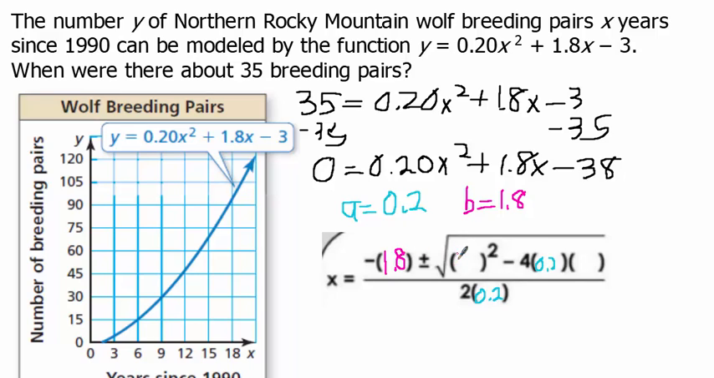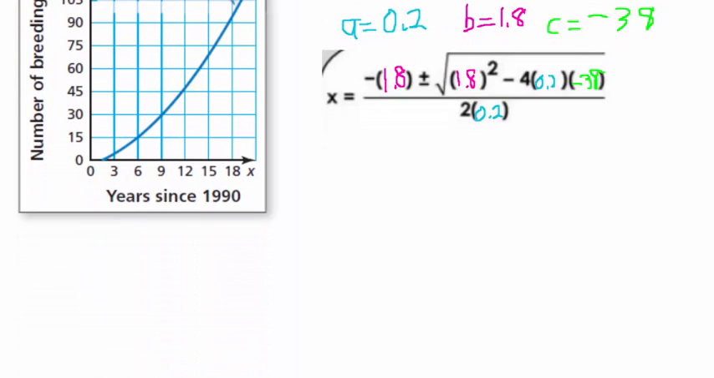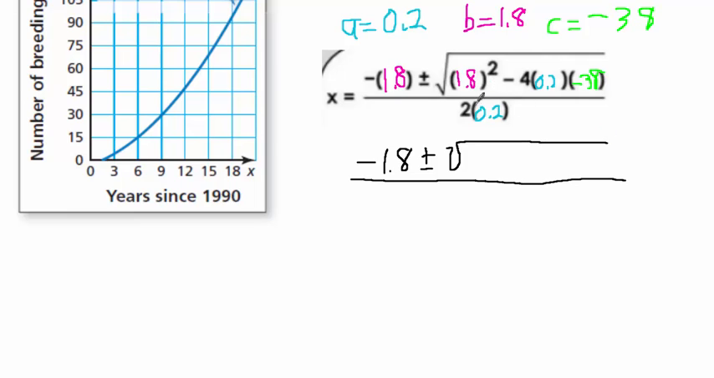And don't know 1.8 squared offhand, so we're going to grab a calculator. And C is negative 38, and that will go here. So 2 of these aren't too bad, but we'll grab a calculator at parts. Now remember, when we get to word problems, there's often a solution that's not really going to make sense to us, because we had a starting time of 0.